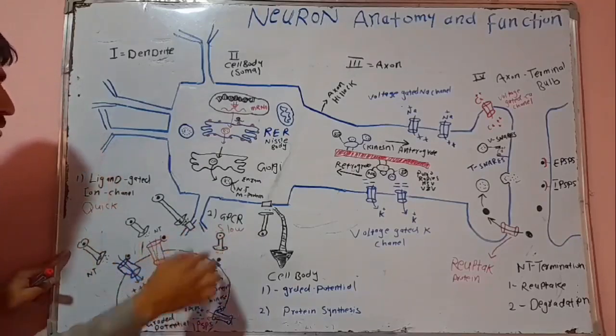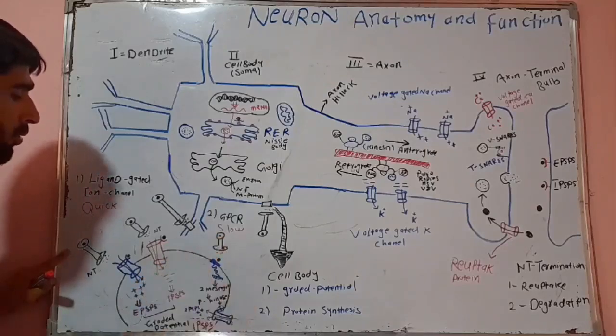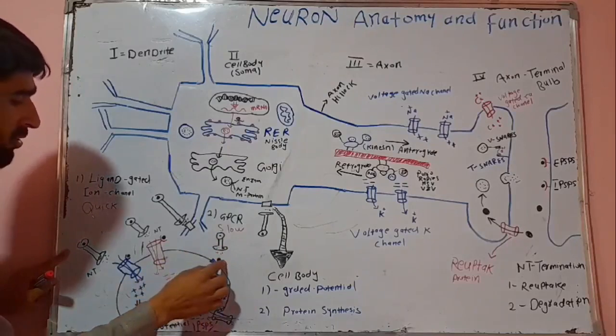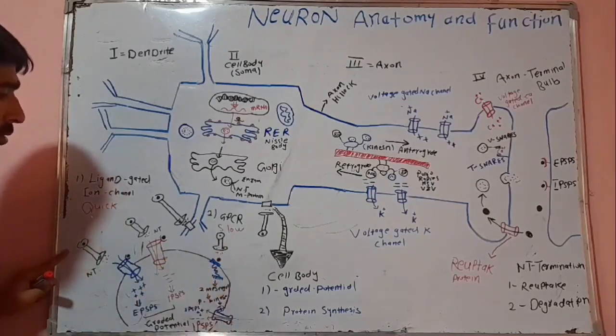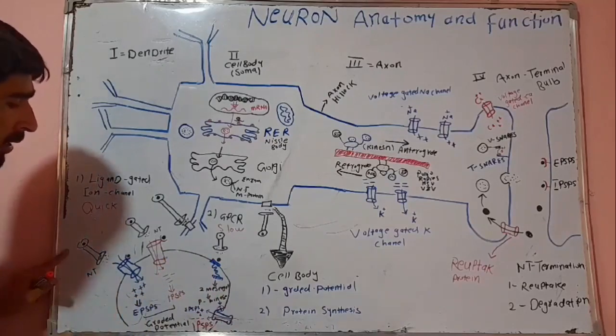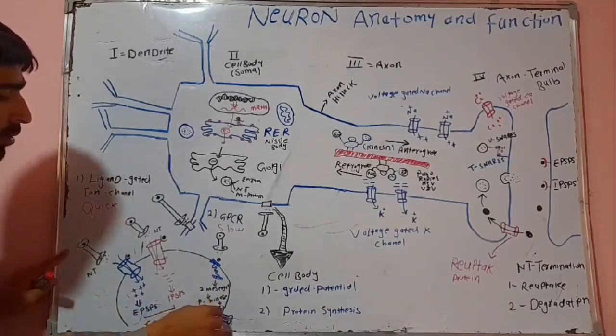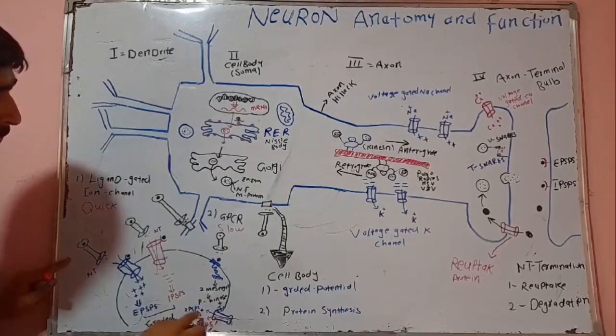So how does it produce a potential? When this neuron's axon releases neurotransmitter, it will bind to the receptor site of this GPCR, or G protein coupled receptor. It will activate a secondary messenger. The secondary messenger will activate protein kinase. Protein kinase also activates or stimulates another channel. This channel may produce inhibitory postsynaptic potential or excitatory postsynaptic potential.